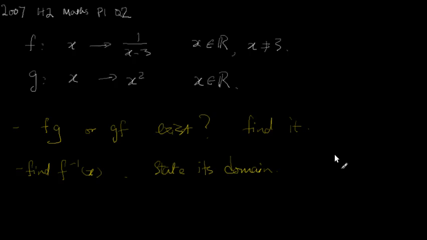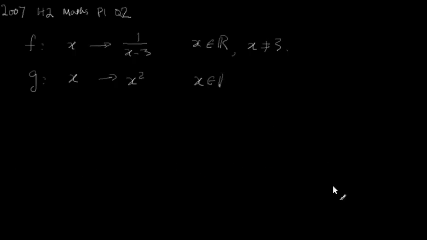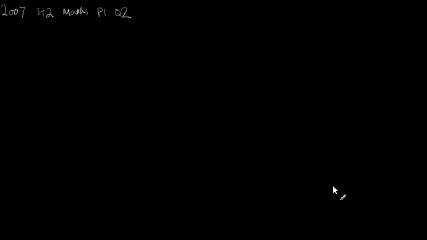Okay, so let's start. It always helps in such questions to sketch the graphs of these functions. It helps us to see the domain and range more easily. So let me write this out. For f, x maps to 1 over x minus 3. Okay, let me sketch this.